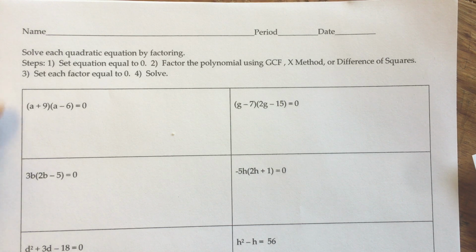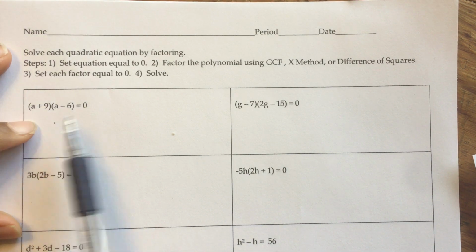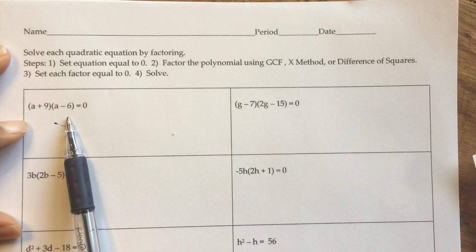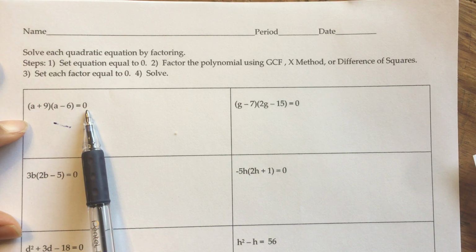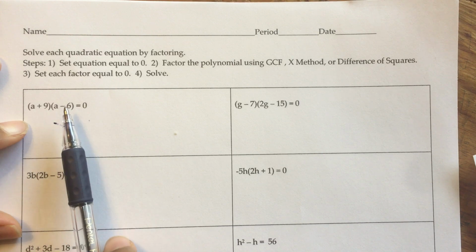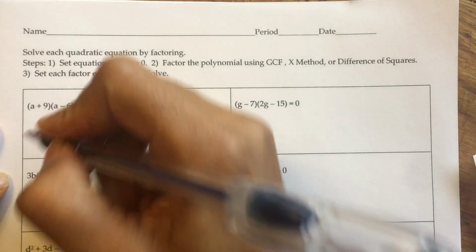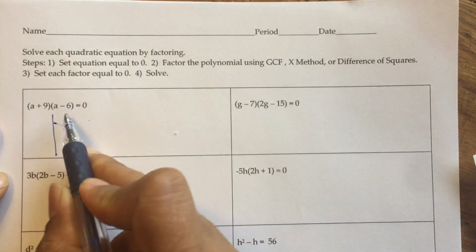Okay, so the beginning of this worksheet begins with a little bit of review of what you do when you already have a factored quadratic equation. It's set equal to 0 already. All the hard work's been done for you. What are you going to do? You're just going to use the zero product property. Zero product property means I split this in two.